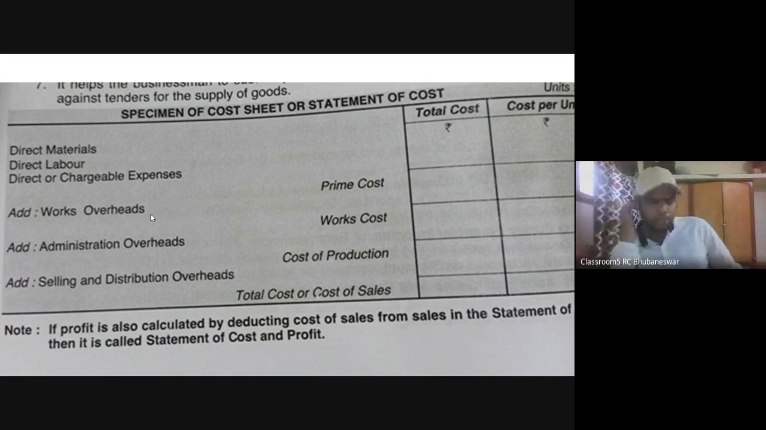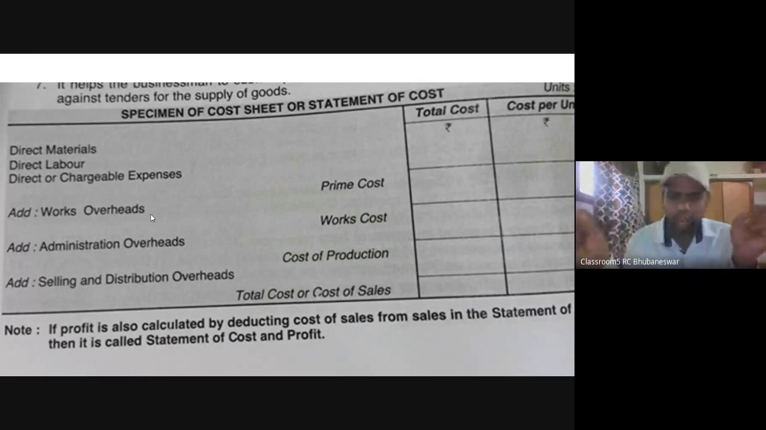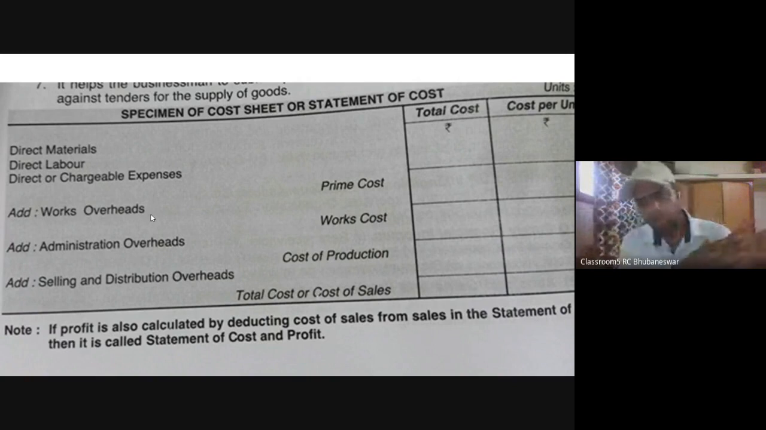Next comes another one which doesn't find a place in your statement of cost and profit, or cost sheet. That is known as research and development overhead. You can write it down: research and development overhead, R&D.